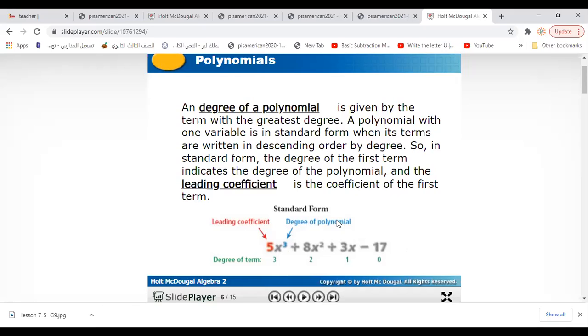So what is the meaning of standard form? Farah, how are you going to write the expression in standard form? Is to arrange the terms according to the degrees from greatest to smallest. Thank you so much. And how will you find the degree of the expression? It's the largest degree. Thank you so much. And Sama, what is the leading coefficient? The coefficient of the first term. The coefficient for the first term.